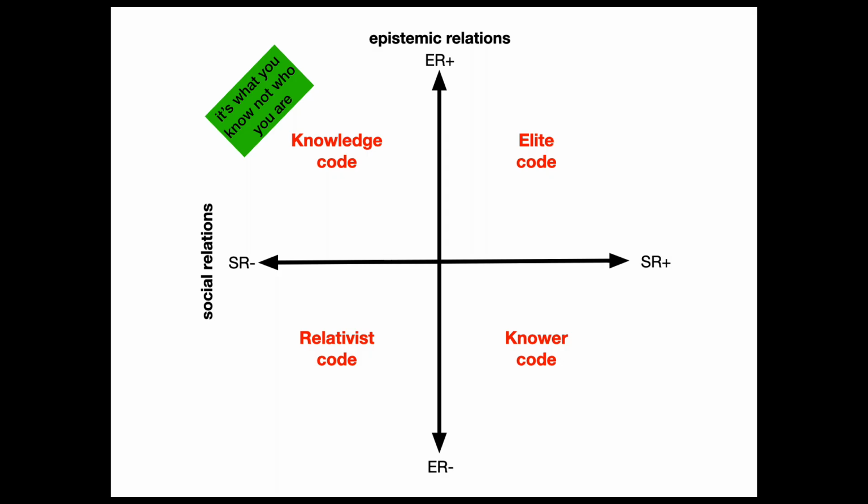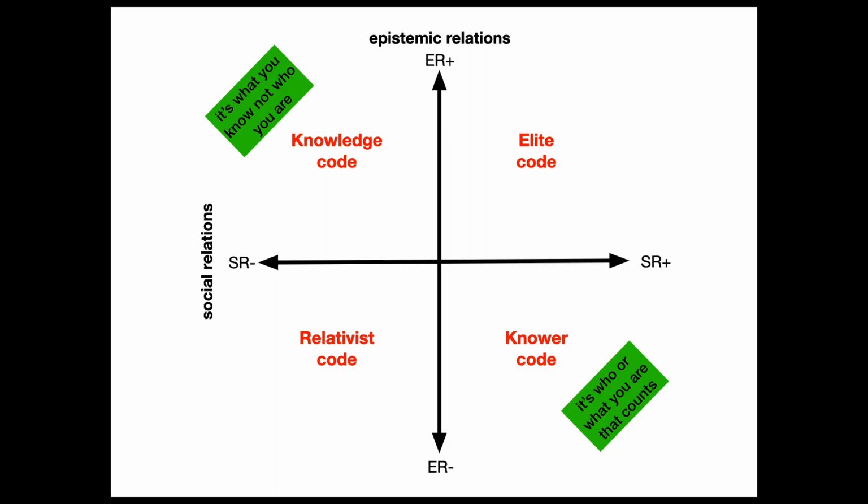A knower code, that would be bottom right, where ER is weak but SR is strong. Here we could say legitimacy amounts to it's who or what you are that counts. Again, let's come up with a concrete example. Think of a context where it's important to have natural talent or good cultivated taste or embodying a certain identity, as in feminist standpoint theory.